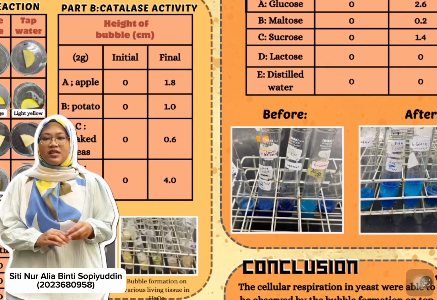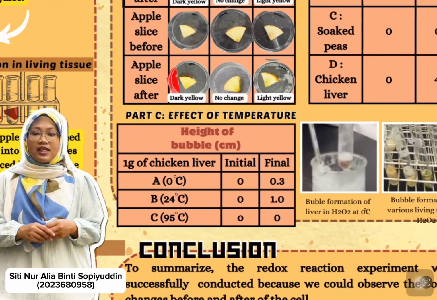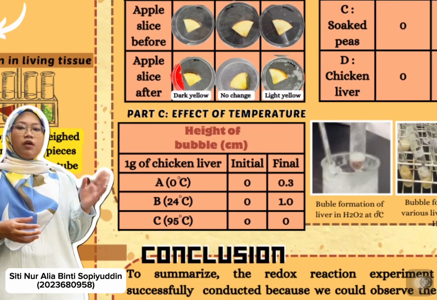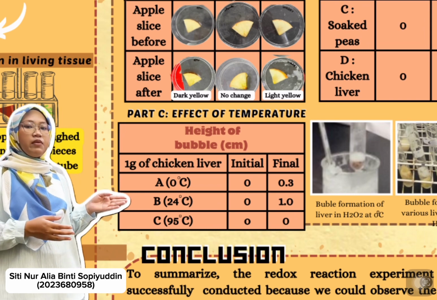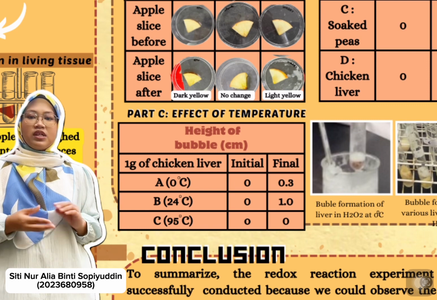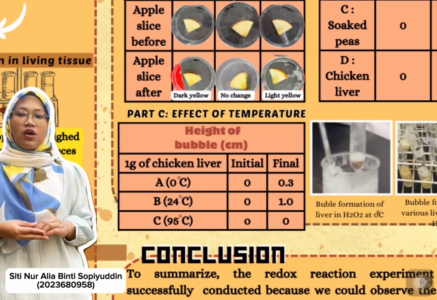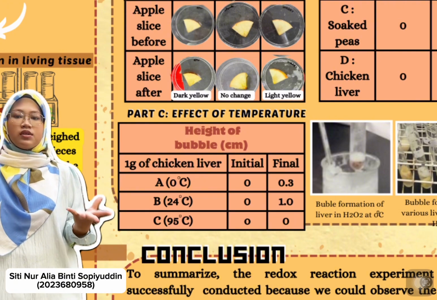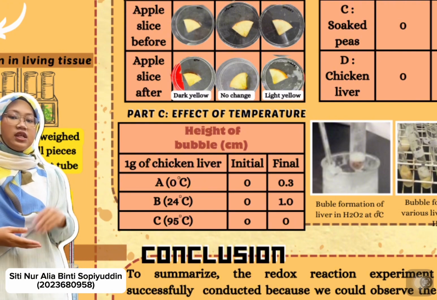This is the result of part C, which is the effect of temperature on catalyst activity of liver. At 0 Celsius, bubble formed is 0.3 cm. Meanwhile, at 24 Celsius, the height of bubble formed is 1 cm. Lastly, at 95 Celsius, no bubble will form. This shows that the optimal temperature for the enzyme to operate is around 25 Celsius. Meanwhile, the enzymes are denatured, thus not able to undergo catalytic activity due to the high temperature at 95 Celsius.